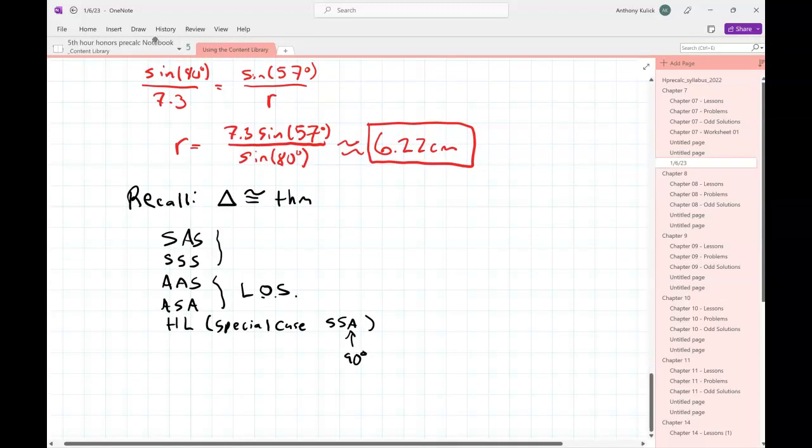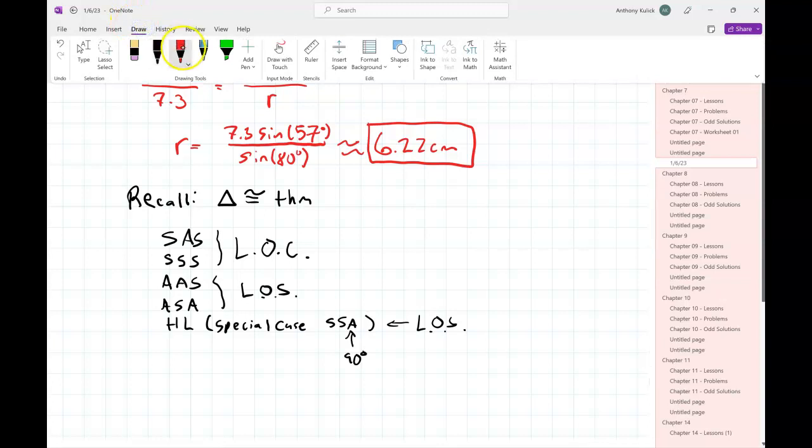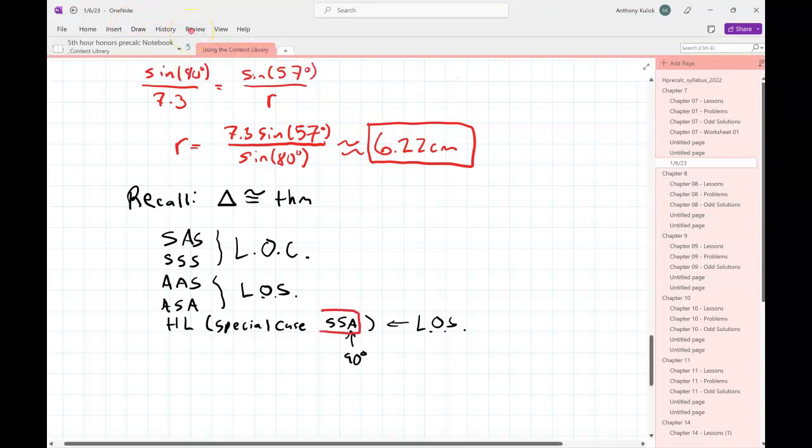Now, these two are going to be law of cosines situations. We'll talk about those when we talk about the law of cosines. This is also a law of sines situation, but it is quite a bit trickier than the previous ones because the SSA situation does not guarantee triangle congruence. What does that mean?